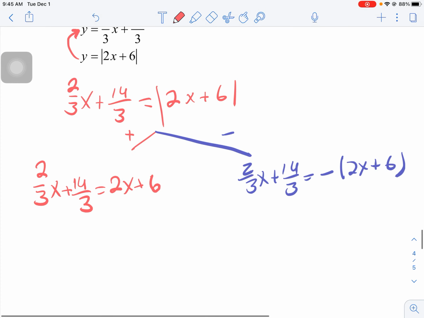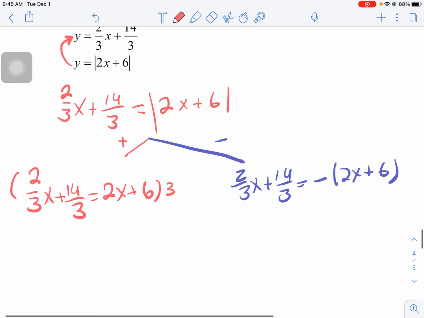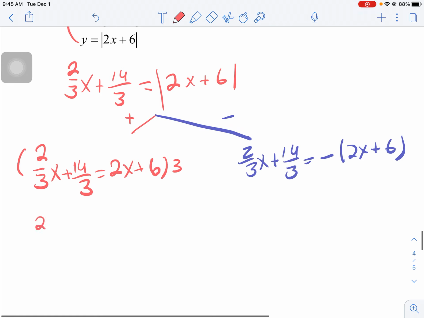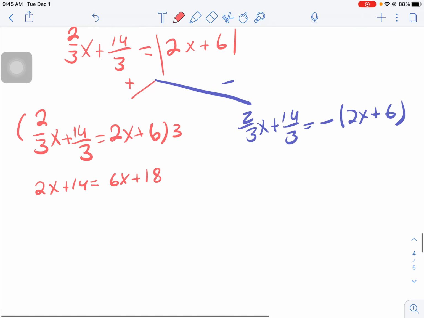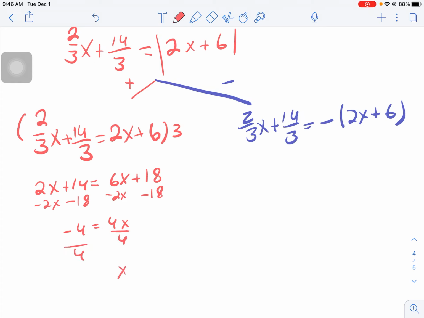So I'm going to solve the positive first. Thinking of solving this fairly easily, I am going to multiply by 3 to get rid of the fractions because that just sounds convenient to me right now. So if we do that, it would be 2x plus 14 is equal to 6x plus 18. Then I'm going to subtract 2x from both sides, subtract 18 from both sides. That's going to give you -4 equals 4x. Divide by 4 on both sides, and you get x is equal to -1.